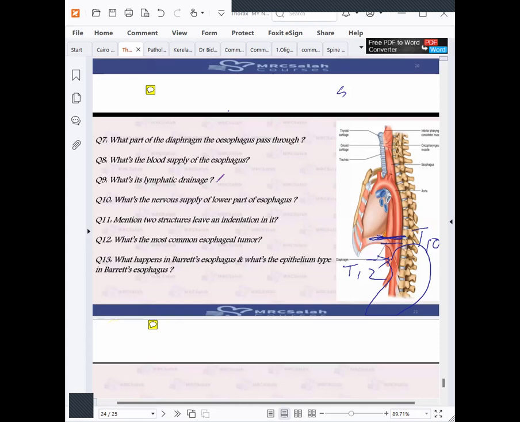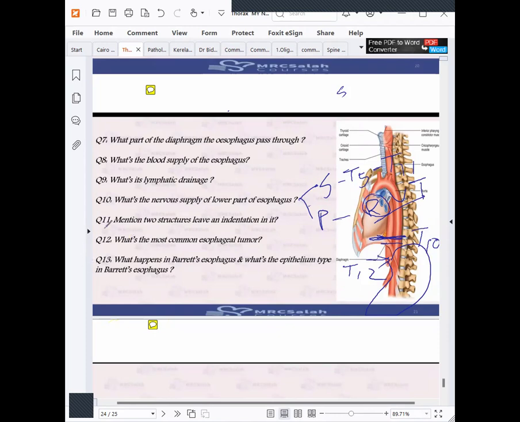Anyone can answer? Nerve supply of the lower part of the esophagus. Should be the vagus nerve. It is a difficult question for me, I always make mistakes. It is divided into sympathetic and parasympathetic. Sympathetic from thoracic 5 to thoracic 11 and parasympathetic by vagus. Which vagus? Right vagus, right vagal trunk. So right vagal trunk is parasympathetic, and sympathetic is by thoracic 5 to thoracic 11.